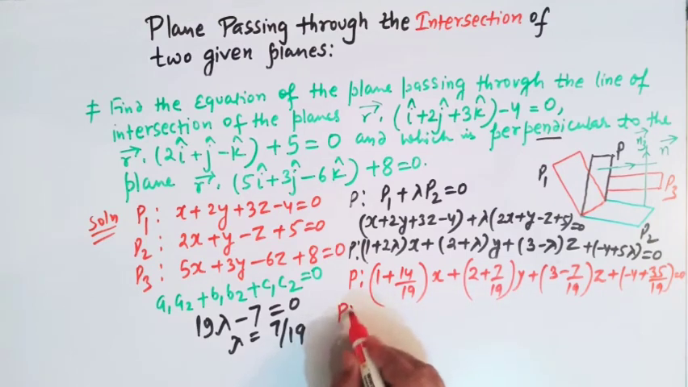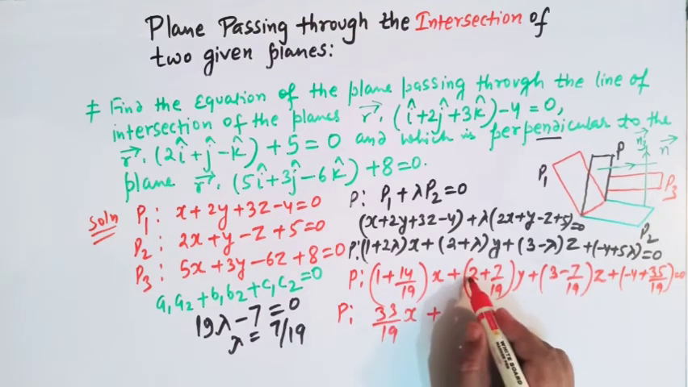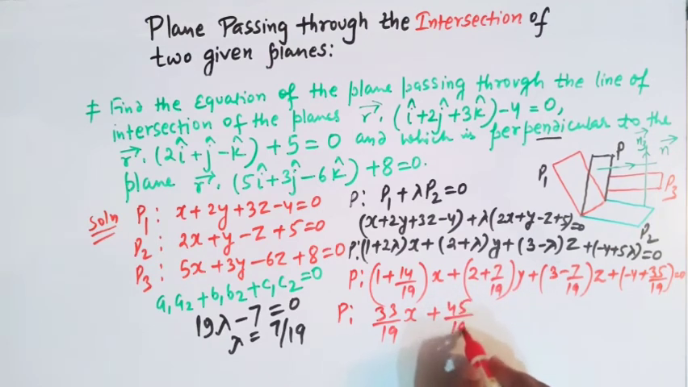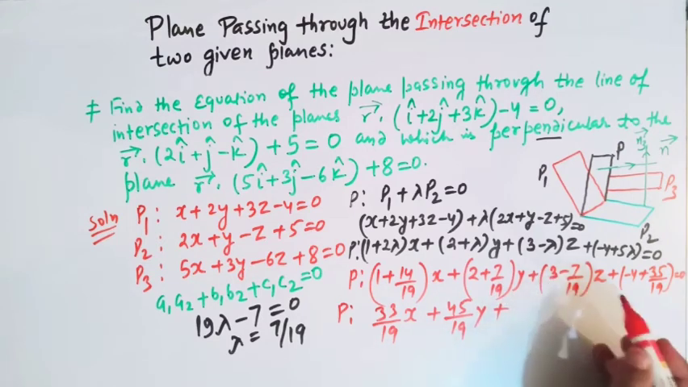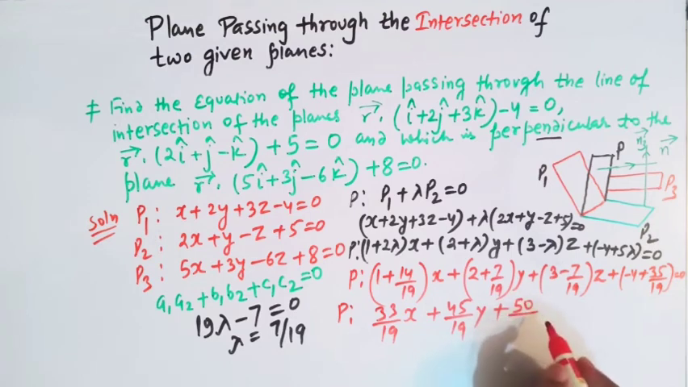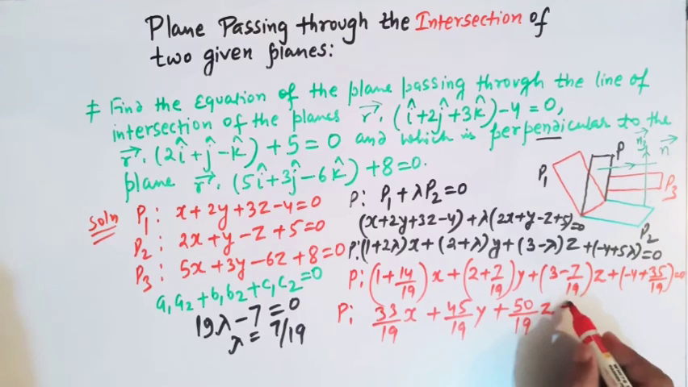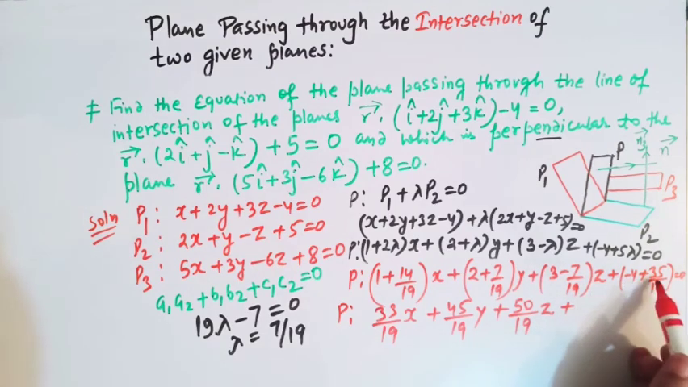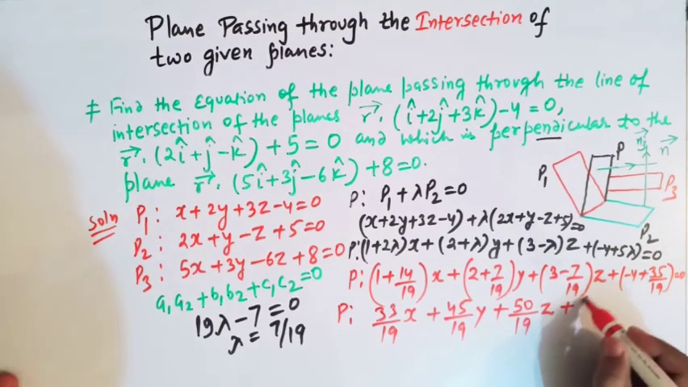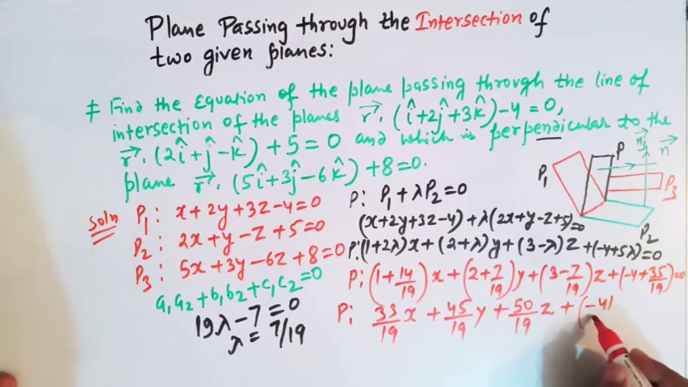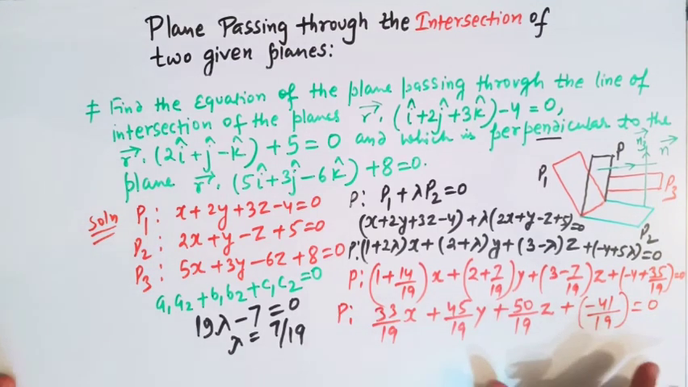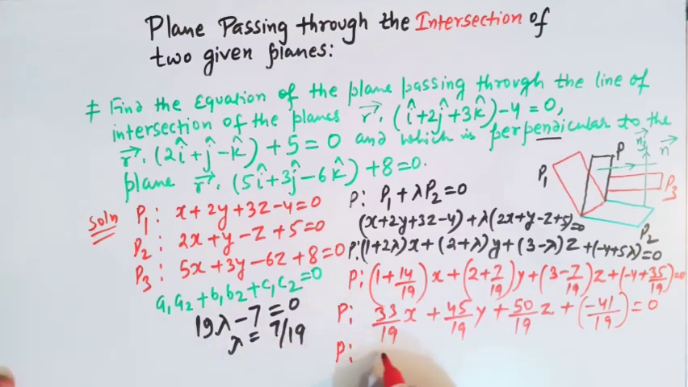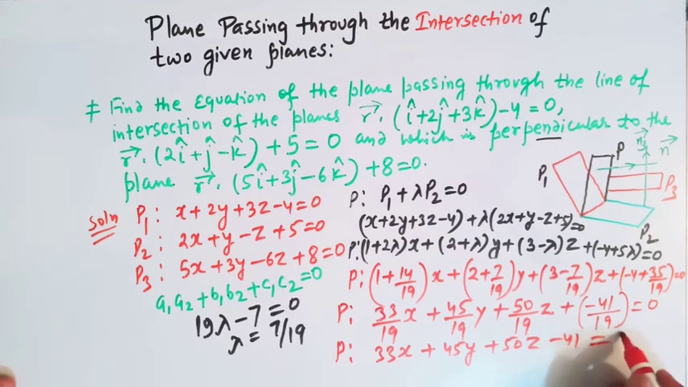Now we simplify it, so this is 19 ones are 19 plus 14, that is 33 by 19 x, plus 19 twos are 38 plus 7, that is 45 by 19 y, and then we have 19 threes are 57 minus 7, that is 50 over 19 z, and then here we have 19 fours are 76, and minus 76 plus 35, this is minus 41 divided by 19, right? Now multiplying throughout by 19, the required equation of the plane is 33x plus 45y plus 50z minus 41 is equal to 0, right?